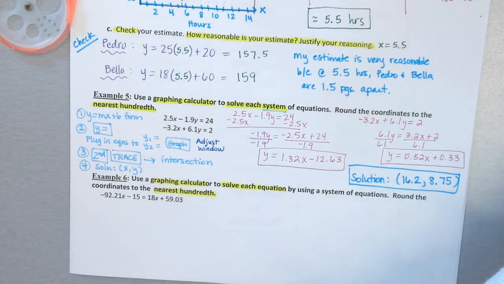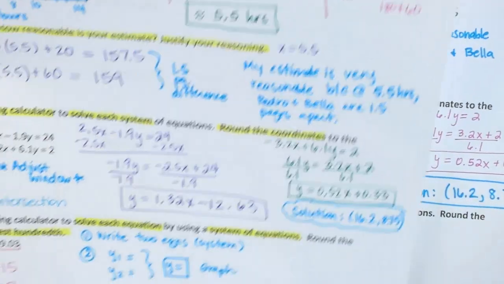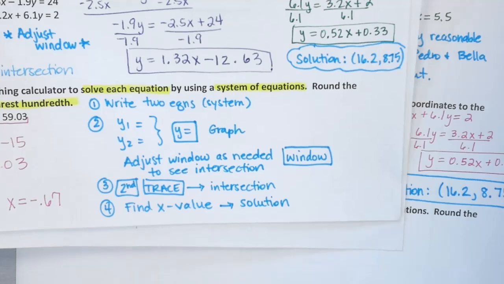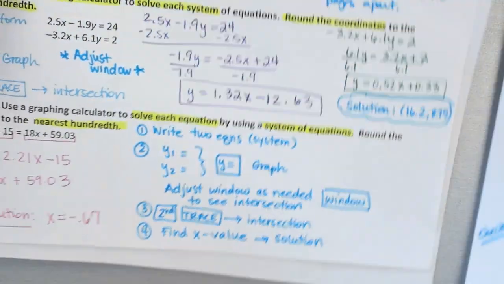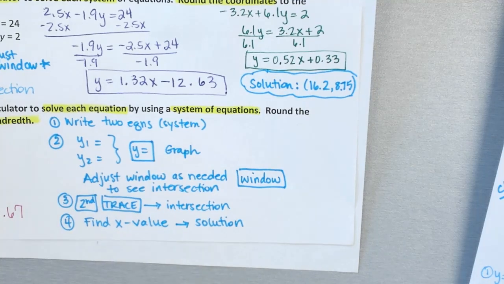All right, and then for the second one, I want you to write down your steps first, and then we'll do that part together. So you guys write down your steps in blue here. You're going to write the 2 equations.